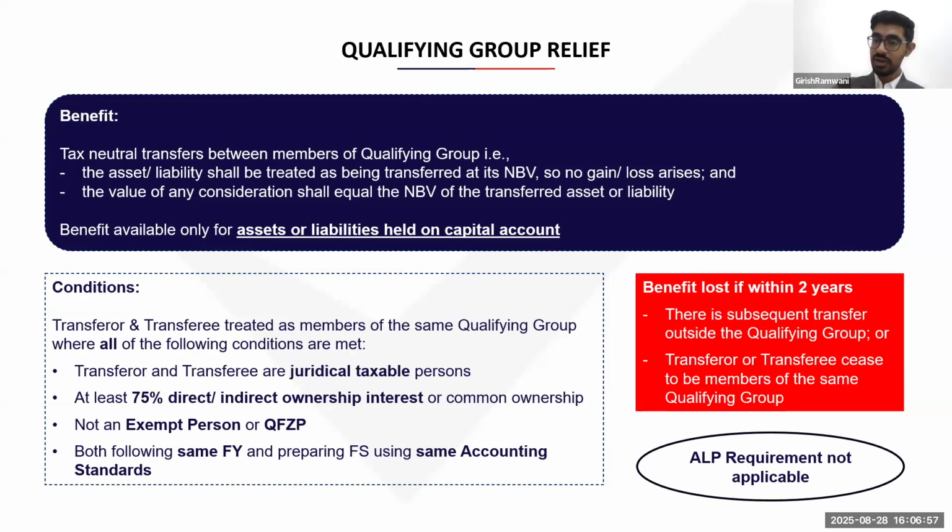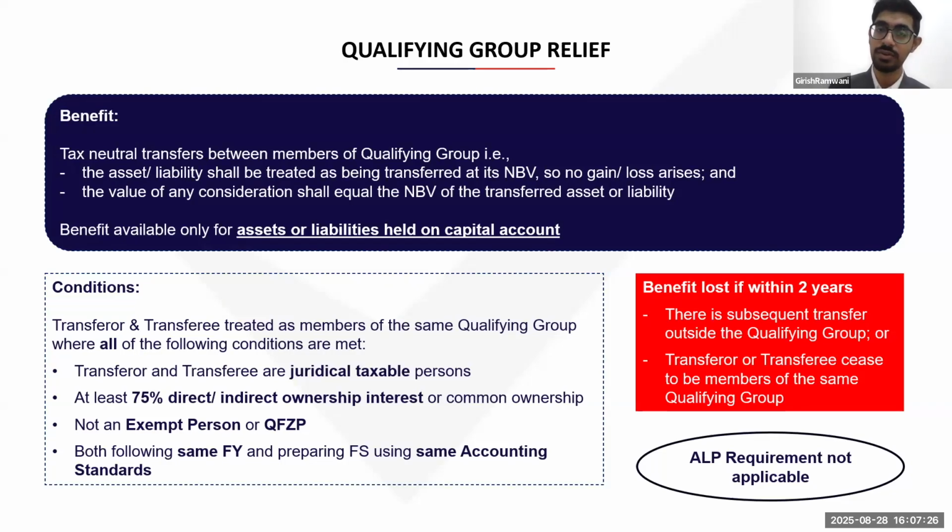This is a very important benefit of this qualifying group relief. Since this can happen only where there is 75% of ownership interest involved, this automatically becomes your related party transaction also. And under normal parallel, such a transfer should have undertaken at market value, that is on an arm's length basis. However, the benefit of availing qualifying group relief is that the ALP requirement would not be applicable in this case, because this is a benefit that the law is providing you.